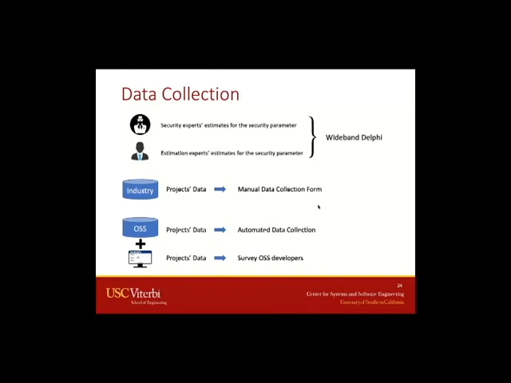To build this model, we are collecting data from security experts and estimation experts. So we are inviting people to participate. We did this first Delphi session with security experts, and we are planning a new session to further evaluate these estimates with other estimation experts. We are also inviting companies and organizations to contribute project data for the model calibration. And we are also planning to use open source software data. We can use APIs to collect data from public repositories, and we will complement that data by surveying open source software developers.